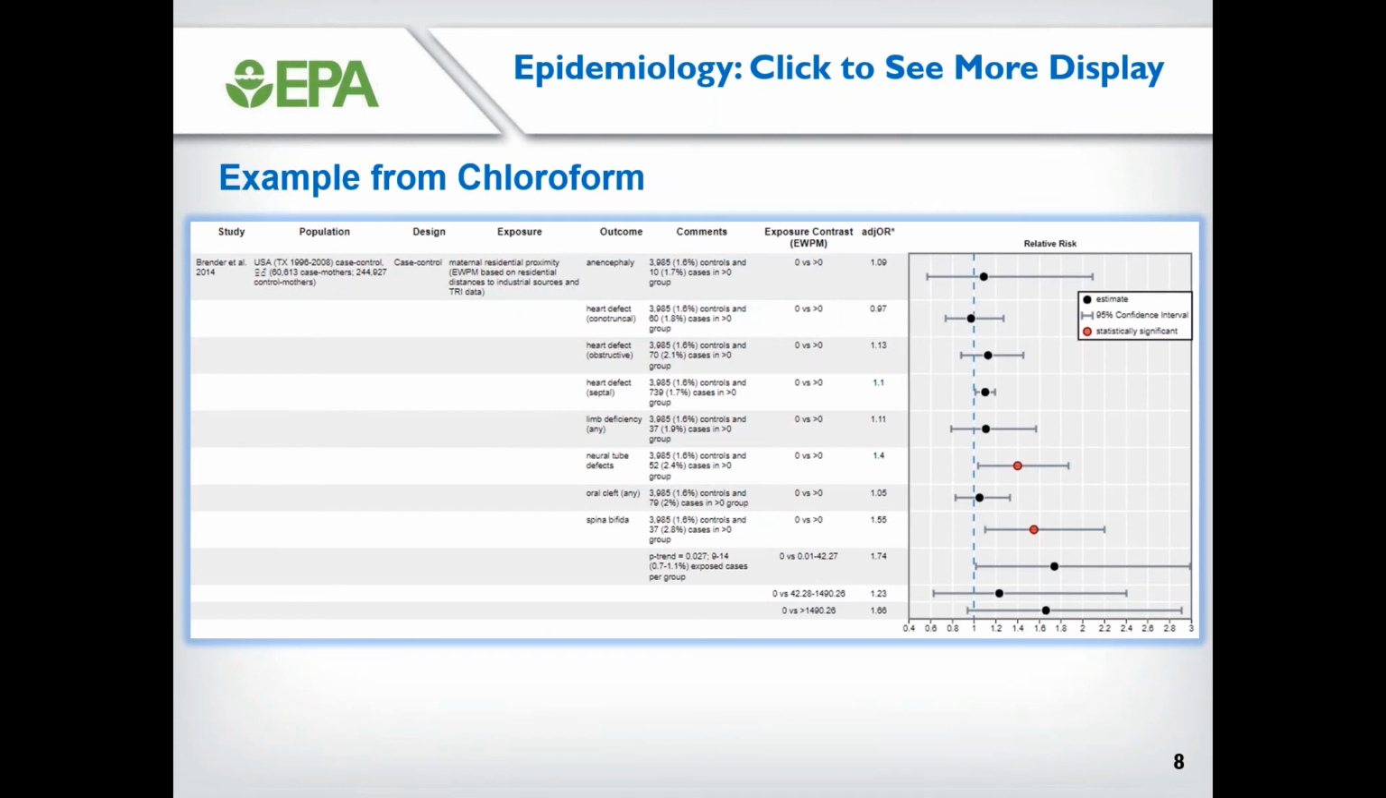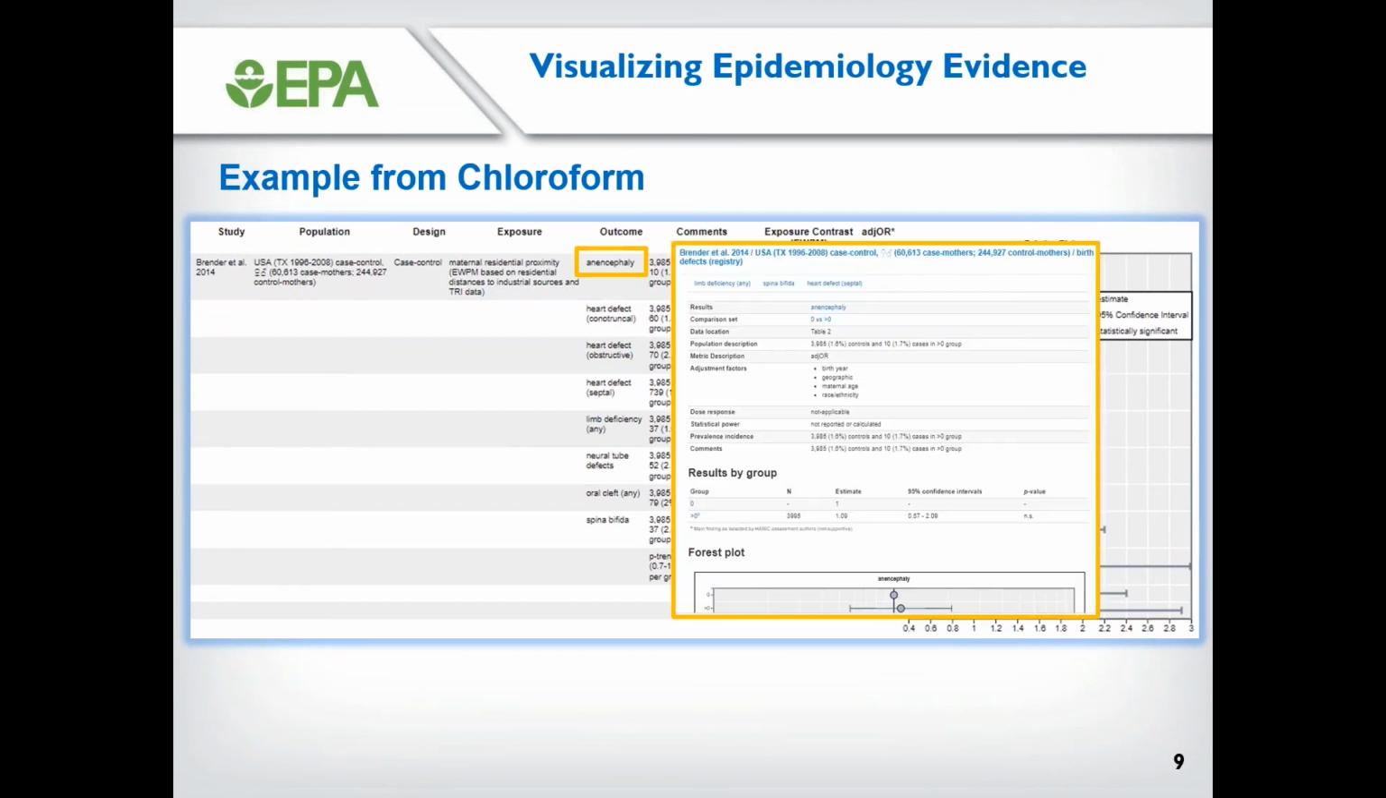So here's an example of a figure that you might see in the assessment. In this case, you're looking at an epidemiology study, chloroform and birth defects. So this might be the visual that I mentioned. You can look at patterns across findings, and then you can click on something to see more. Again, how much detail you put in there is up to you, but this is one of the carrots of using this kind of approach: your reports get more concise, but you don't lose the detail.